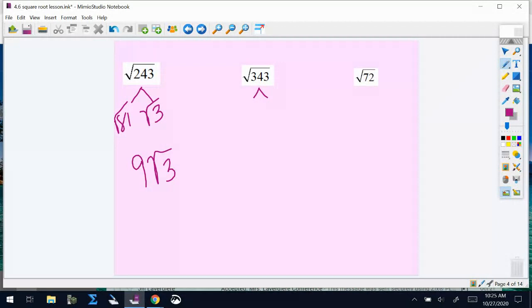343, again, you can start dividing. 343 is divisible by 49, so that is the greatest perfect square factor. It is 49 times 7. Again, having a calculator to check the arithmetic helps. Square root of 49 is 7, and then you still have the root 7.